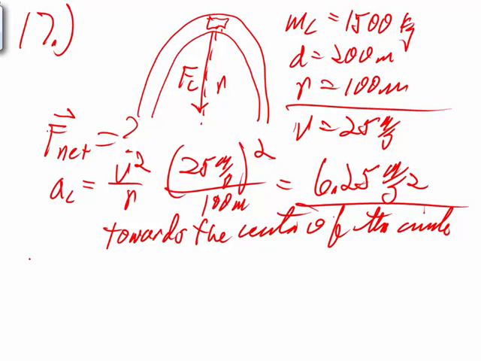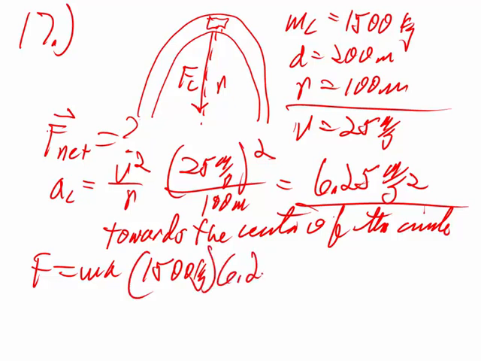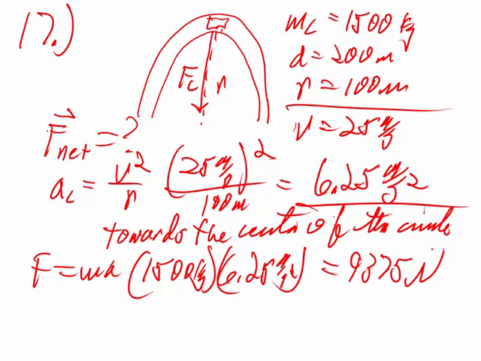All right, so now we want to know the force. So how much force would that be? Well, Newton's second law says F is equal to ma, and the car was 1,500 kilograms times acceleration, 6.25 meters per second squared. And what do we get? Well, we get 1,500 times 6.25, and we get 9,375 newtons.